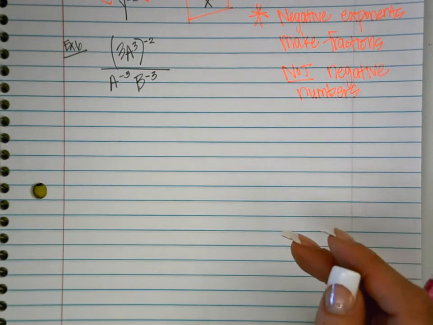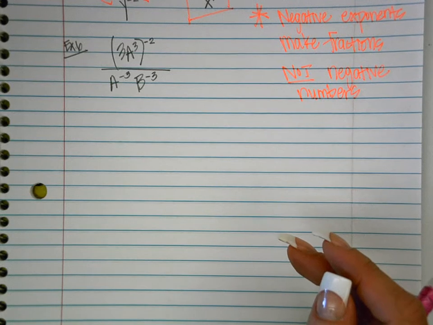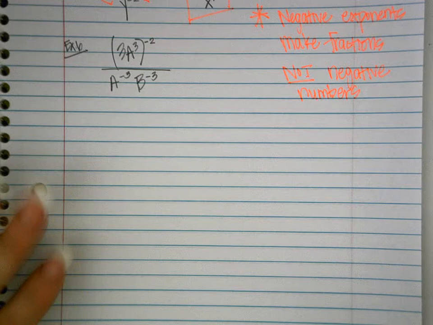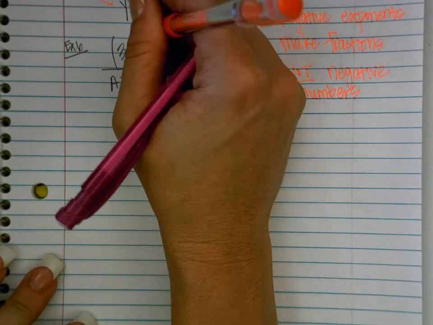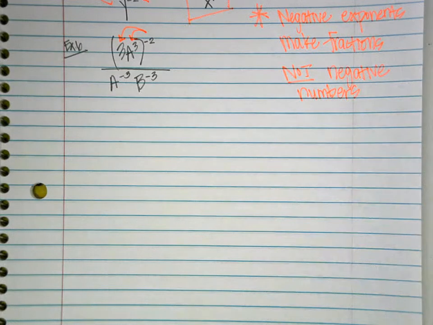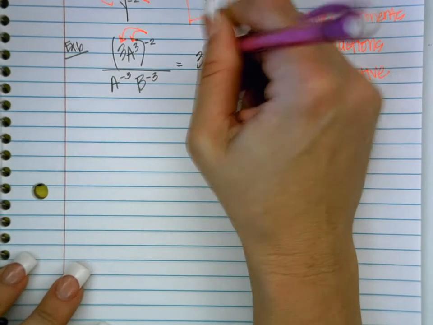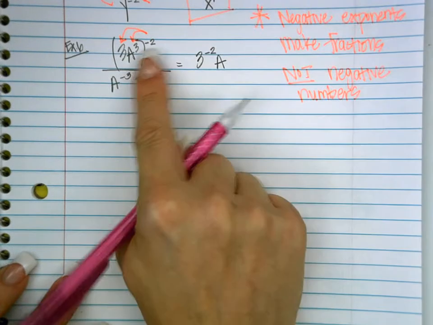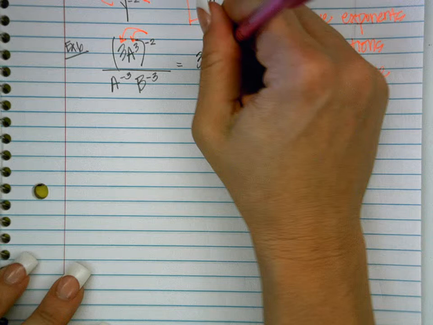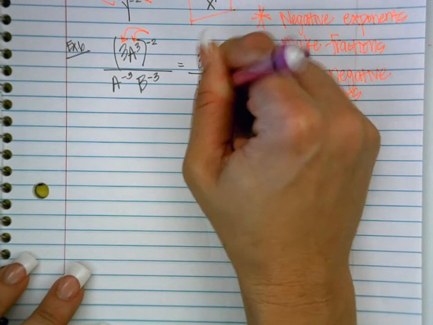Anyone think they know where would you start on this problem? Any ideas? Isaac? Perfect. Okay, so distribute the negative exponent. So this negative 2 actually belongs to the 3 and the a. Okay, if it's in parentheses, it goes to every single part. So if you distribute that, you would have 3 to the negative 2, a to the what power? What do I do with these powers? Do they multiply or add? Multiply, so a to the negative 6 over a to the negative 3, b to the negative 3.